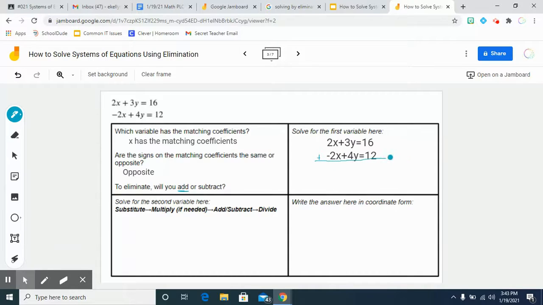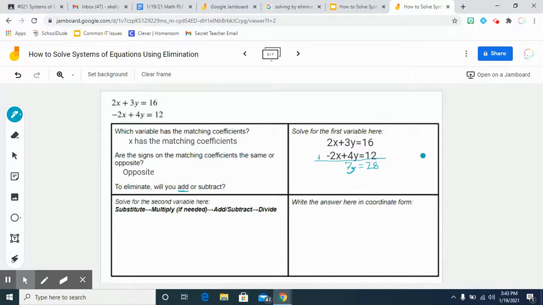When you solve for your first variable, you're going to notice that we have this 2x plus negative 2x. That's going to cancel out and become 0x. So I'm not even going to write anything down here because there's not really a point in it. Then I have 3y plus 4y. That, in this case, gives me 7y. And forgive my handwriting on this video. It's not going to be the absolute best. And then finally, I have 16 plus 12. And 16 plus 12, after doing some quick math, is 28.